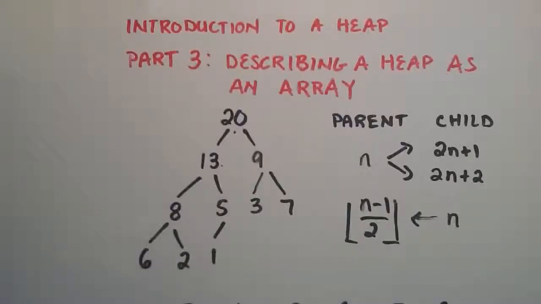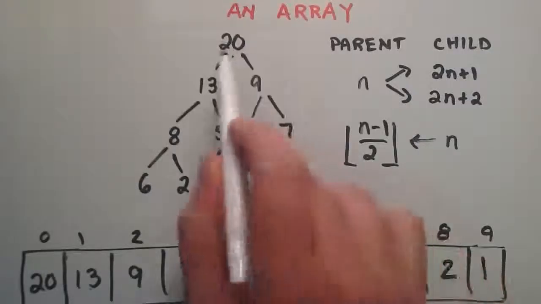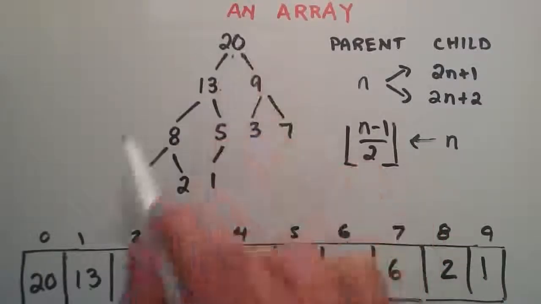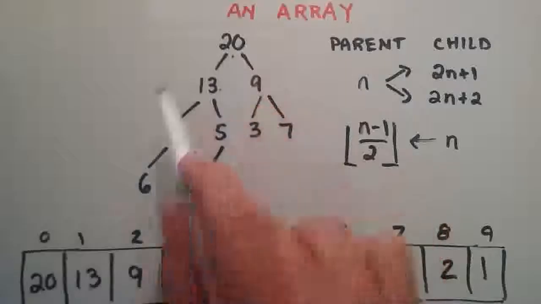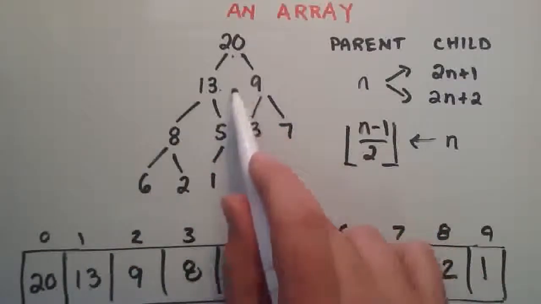So basically I just went ahead and I did this already, and I'm going to explain to you how I filled in this array. You just start with the root here, and the root is going to go in index 0 of the array. So I've got 20, the root, in index 0, and then to fill in the rest of the array we simply just go down the tree from left to right and fill in the values.